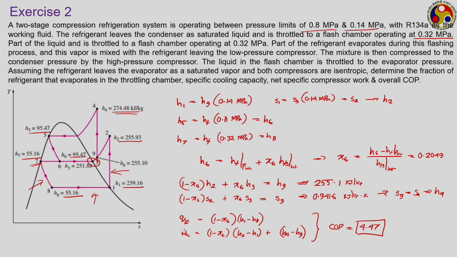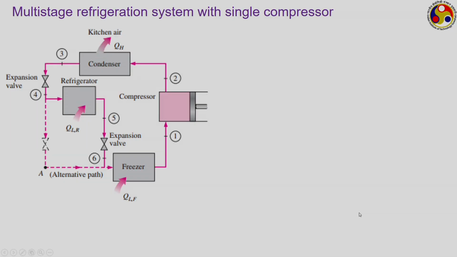So, the flash chamber is a much easier configuration, much easier to control than the heat exchanger, and cheaper as well. Therefore, quite often instead of designing a heat exchanger or going for a cascaded system, we go for a flash chamber based system just like this. We can have a few other designs also, like this multi-stage refrigeration system with a single compressor. This is something that we actually have in our domestic refrigerators.